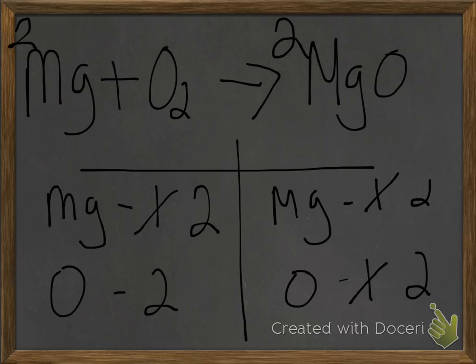So now I have a balanced chemical equation. It gives me 2 atoms of magnesium on each side, and it also gives me 2 atoms of oxygen on each side.